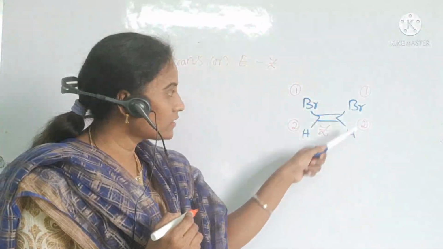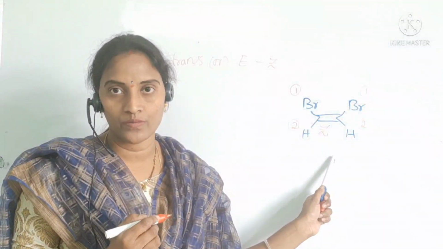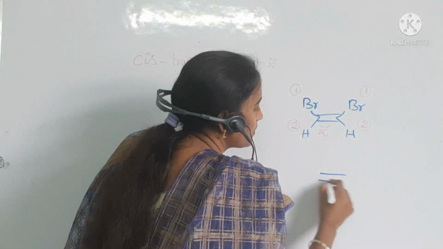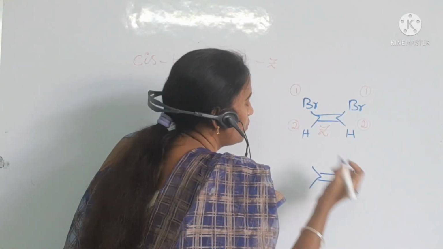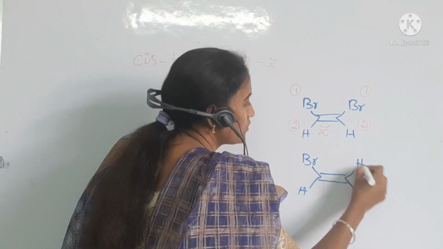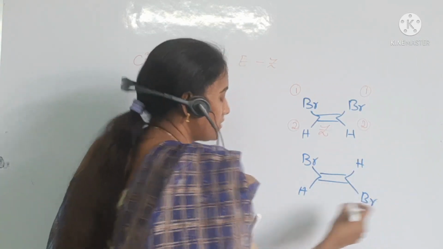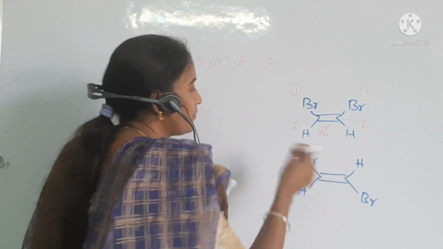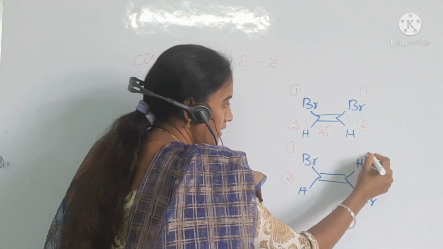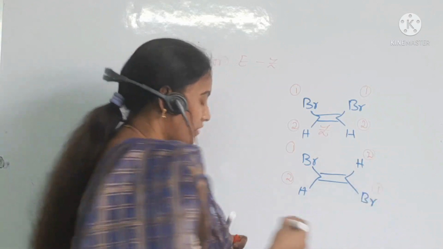That means this isomer is the Z isomer. Okay, coming to the next one, you can take bromine and hydrogen, this is hydrogen and bromine. After that, you can also give numbering here. This is the first preferred group, this is the second preferred group, and this is the first preferred group.